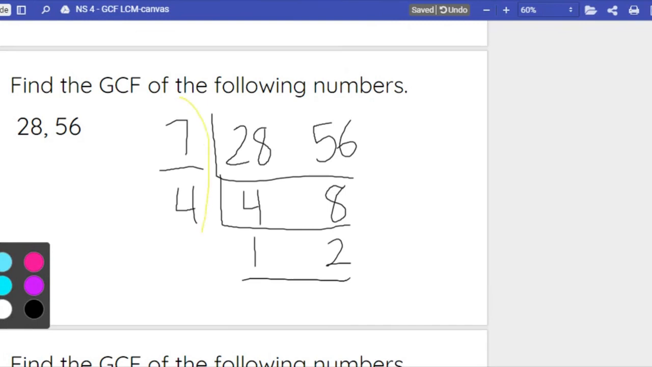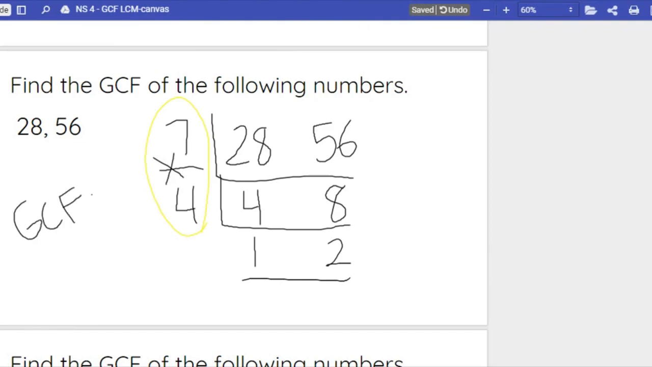Now, again, we take what's out front and we multiply. 7 times 4 is 28. So our greatest common factor is 28. You'll notice 28 is actually one of my numbers, and that's okay because 28 goes into 28, right? It's a factor of it, and 28 is a factor of 56, so it's our greatest common factor.